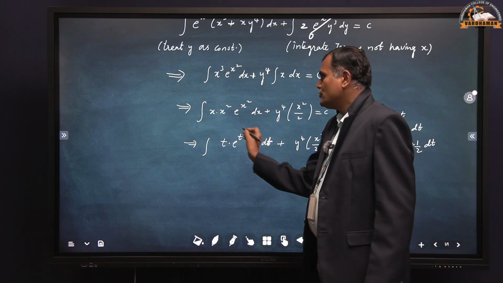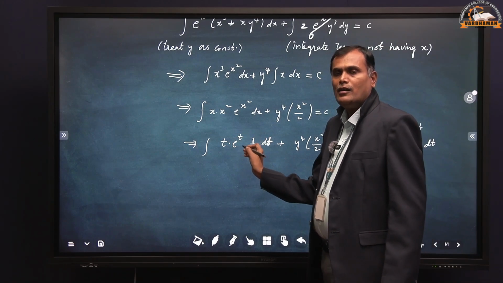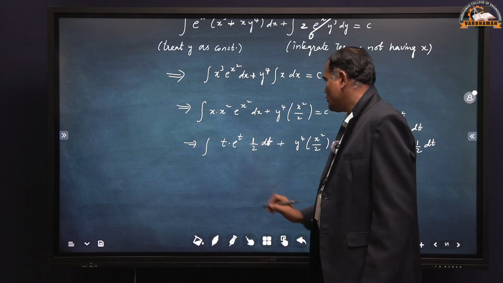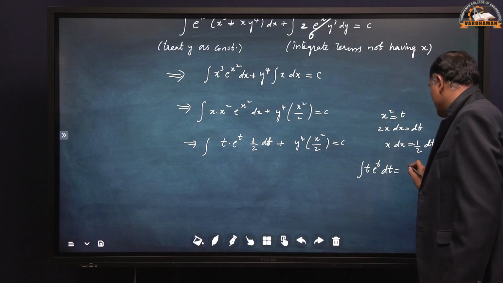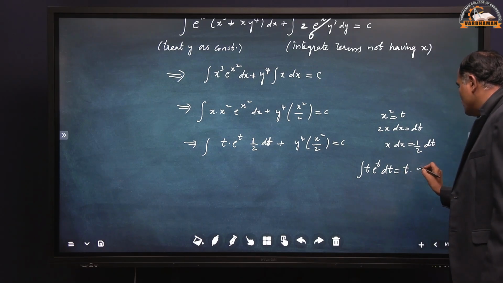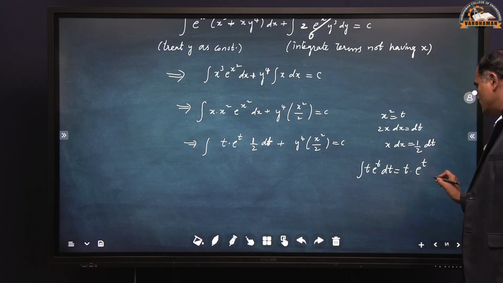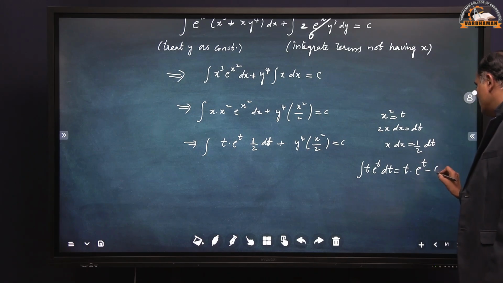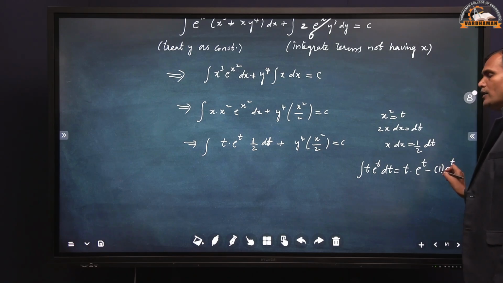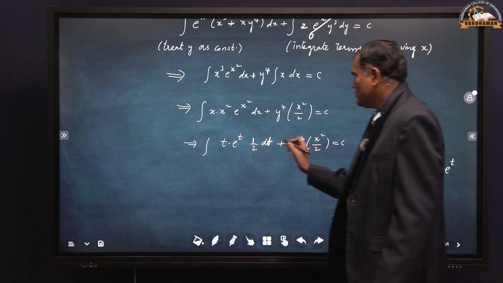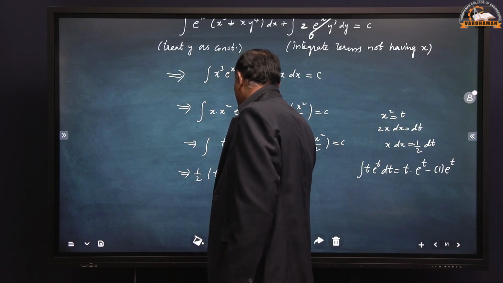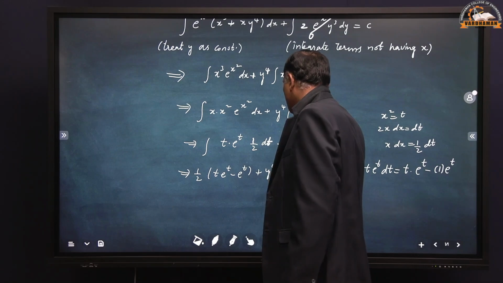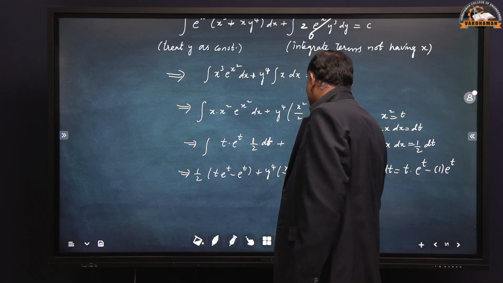Now let us integrate this one using the integration by parts formula, or you can use Leibniz rule for integration. Let us use Leibniz rule for integration. The rule says: writing the first term t as it is, integration of the second term, that is e power t, is e power t, writing minus differentiation of t, which is 1, times integration of e power t, which is e power t. If you do differentiation of 1, it becomes simply 0, so stop here. So integration of this becomes 1 by 2 t into e power t minus e power t plus y power 4 x square by 2 equals some arbitrary constant.